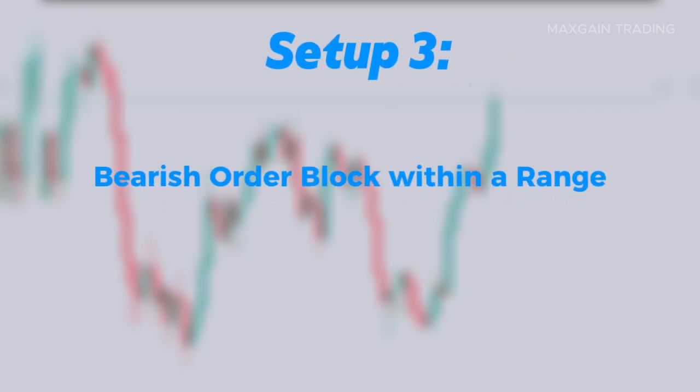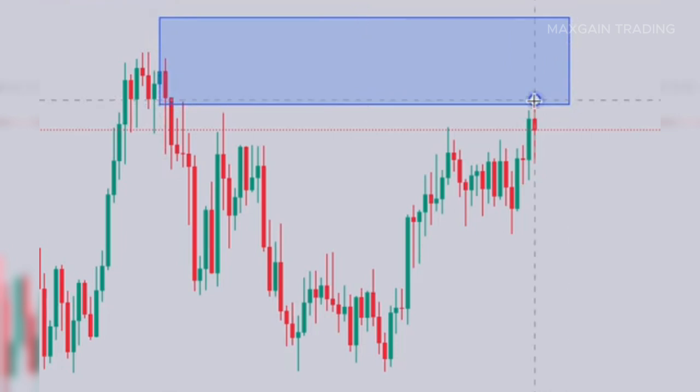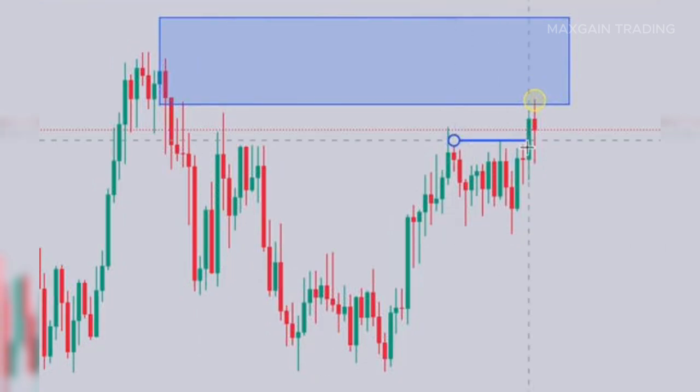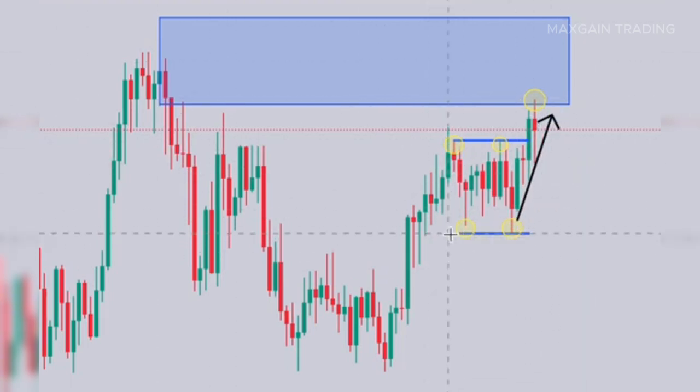Setup 3. Bearish order block within a range. For the third setup, we see that price has tapped into a bearish order block that previously led to an impulsive down move. Price was within a range formed by equal highs and lows, creating liquidity both above and below the range. The buy-side liquidity has been swept, but sell-side liquidity remains intact.